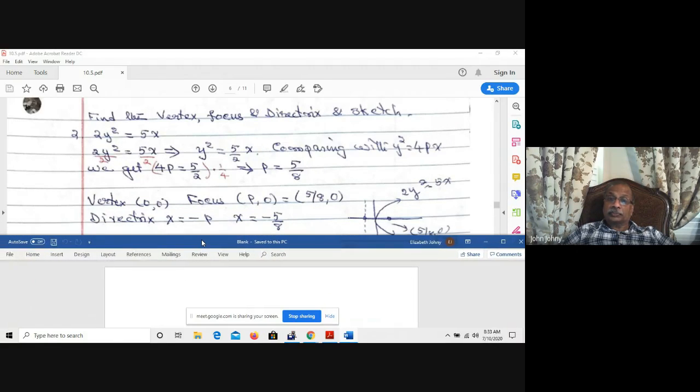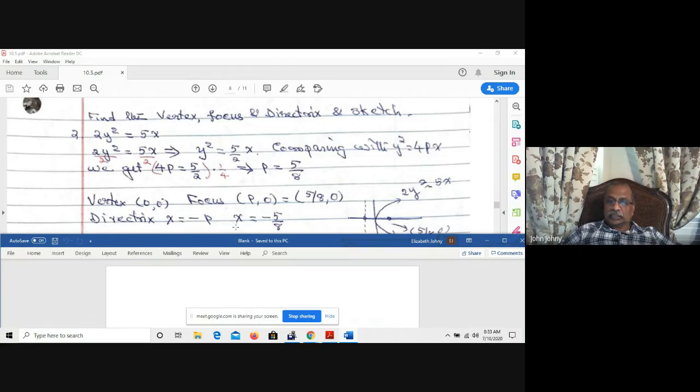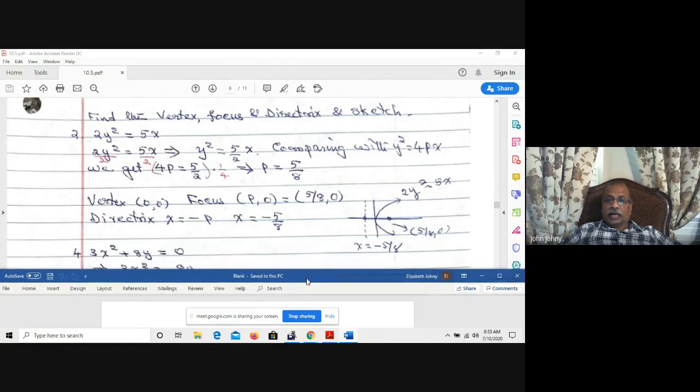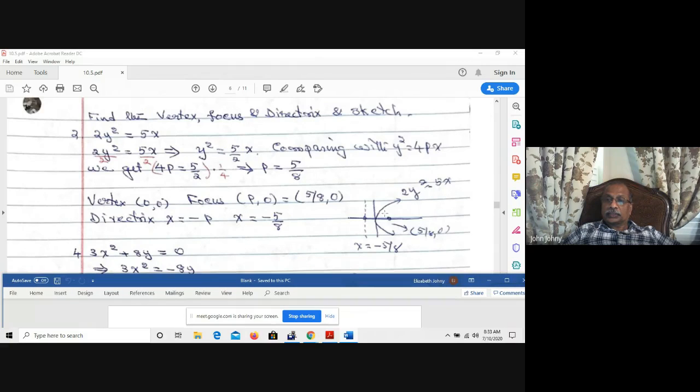Vertex is (0, 0). Focus is (p, 0), that is (5 over 8, 0). Directrix is x is equal to negative p, that is x is equal to negative 5 over 8. And now the graph looks like this. It is concave to the right because p is positive.